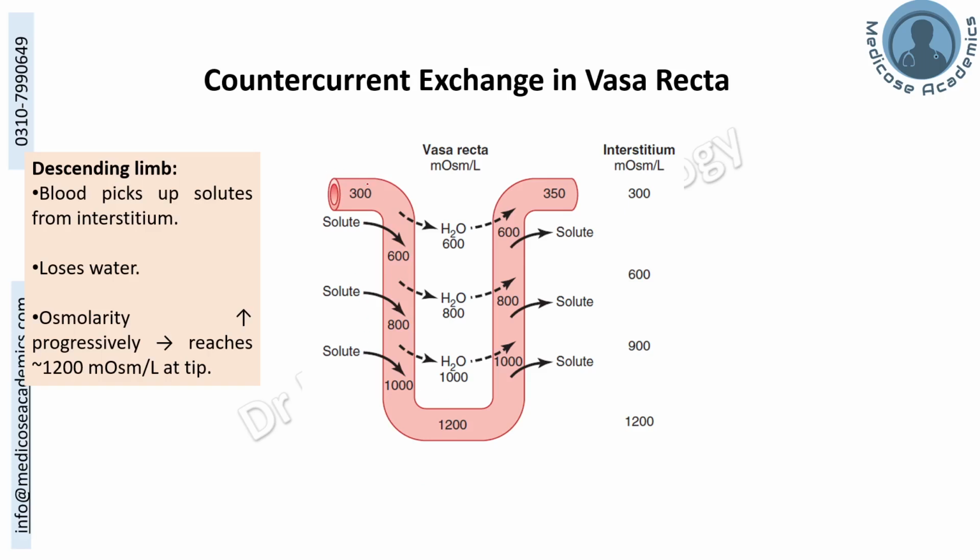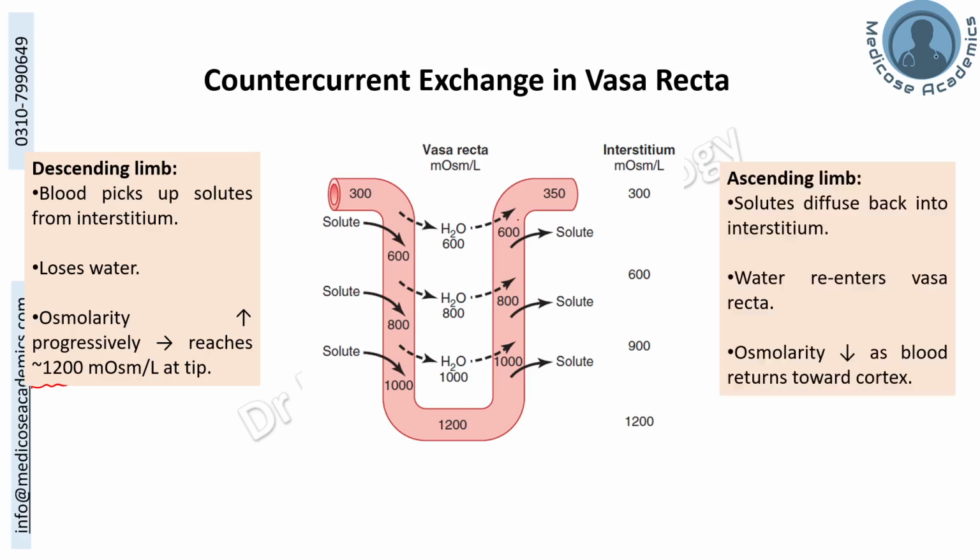What happens by the end? It reaches the tip of the renal pyramid. The osmolarity inside reaches up to the 1200 milliosmoles per liter at the tip. Next, when it ascends up, the ascending limb has the opposite characteristics. It can lose solutes back into the interstitium as the endothelium is fenestrated, and it can uptake water. As you can see in this image, it is re-entering the vasa recta.